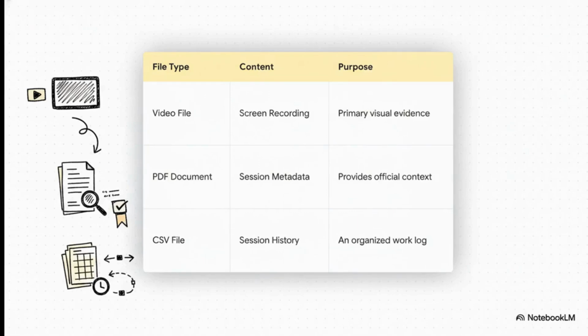What you get is this little package of 3 files. First, of course, is the video file itself. That's your main visual proof. Then you get a PDF that has all the nitty-gritty details, the metadata for the session, which gives it that official context with things like timestamps. And finally, you get a CSV file, which is basically a big log of all your sessions, keeping your whole work history nice and organized.